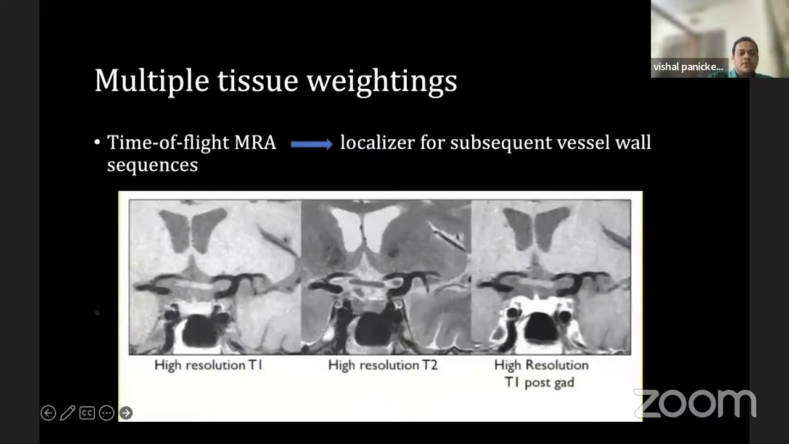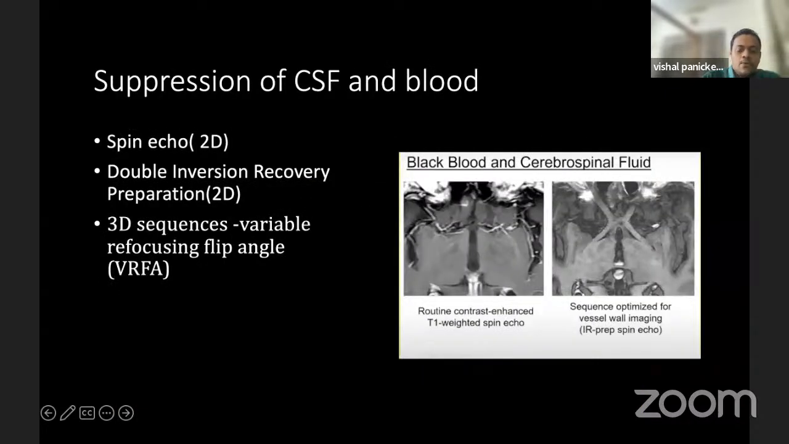So we need multiple tissue weighting also. MR time of flight can be used as a localizer for subsequent vessel wall sequencing. We need high resolution T1 imaging, T2 imaging, and high resolution T1 contrast imaging, which are also required for vessel wall characterization. As you all know, the vessel wall is of small size, 0.3 to 0.5 mm, and so a small voxel size is needed.